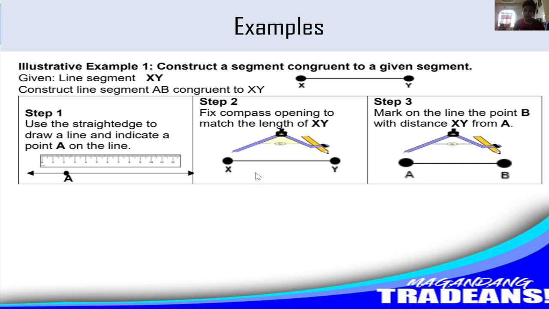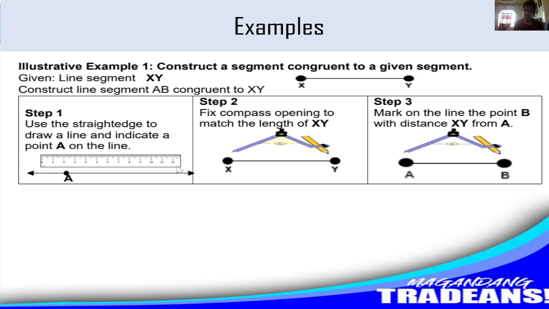So, i-open nyo yung compass ninyo na kung saan yung left point or left part ng compass, yung pin nasa X at saka yung lapis nasa Y. Then, yung ginuhit nyo kanina na linya sa step 1, ipatong nyo yung point dyan na hindi nyo ginagalaw ang inyong compass. Tapos, mag-draw kayo ng maliit na curve dito sa gilid gamit ang inyong compass na hindi nagalaw. Take note, hindi dapat galawin ang compass.